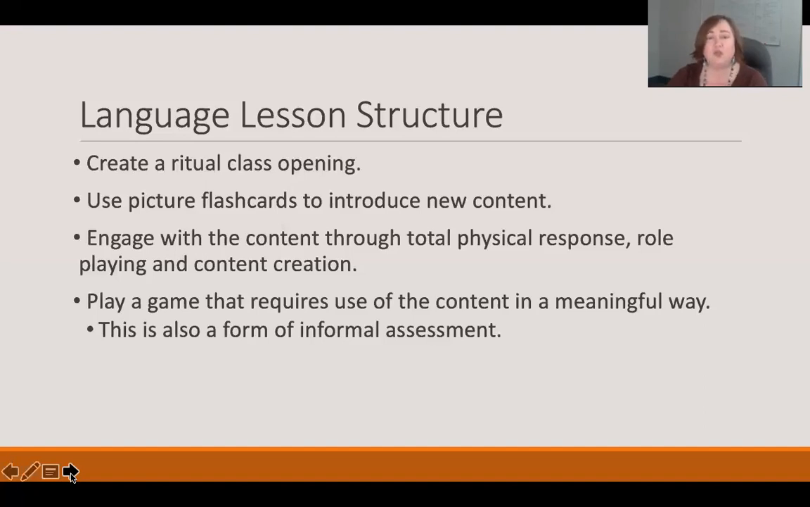You want to engage with the content through a lot of different types of activities, including total physical response, where you ask them to act out the meaning. You could also ask questions like, you've introduced the concept of rabbit, and now you show us a series of pictures and you ask which one is the rabbit, or is this a rabbit? And then students can say yes or no.